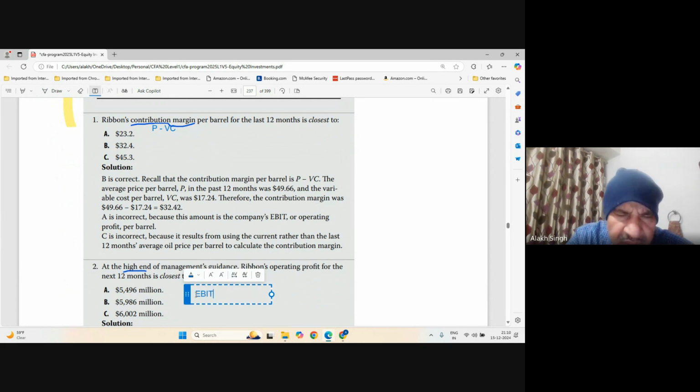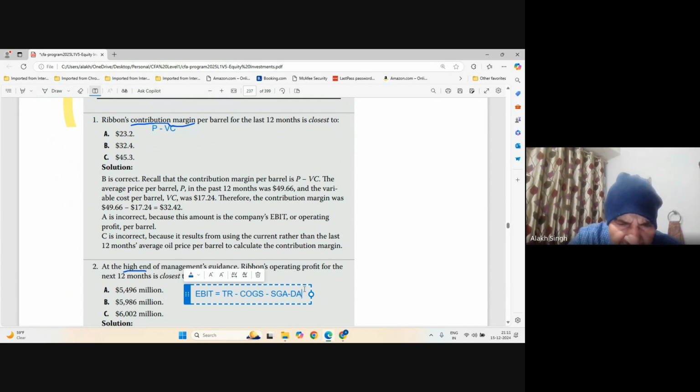EBIT is equal to total sales, which means total revenue, minus cost of goods sold, COGS, minus SGA, minus depreciation and amortization. Then we get EBIT, because first we get EBITDA, then we get a gross profit. So this one becomes a gross profit, and if there is any SGA, then we will deduct that.